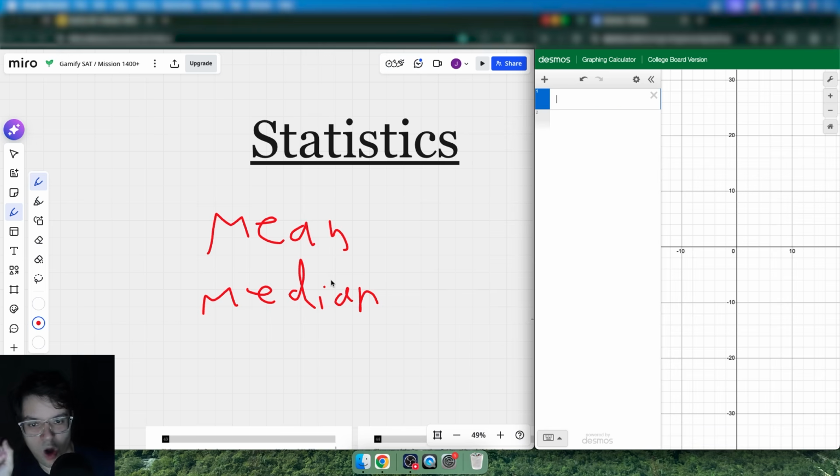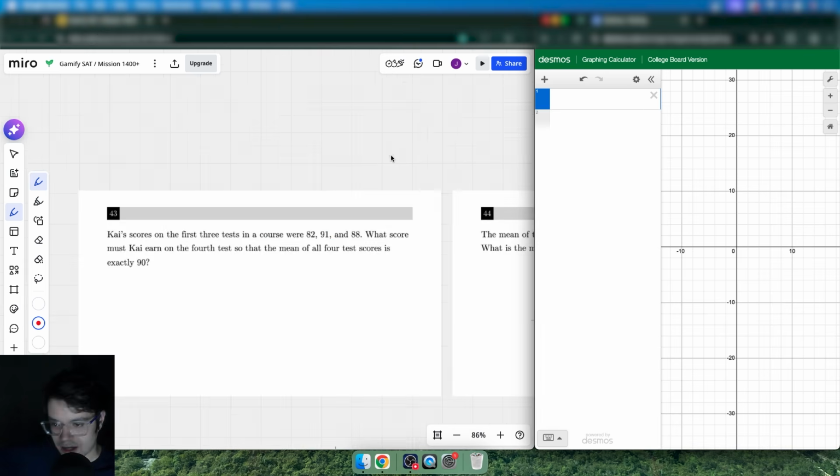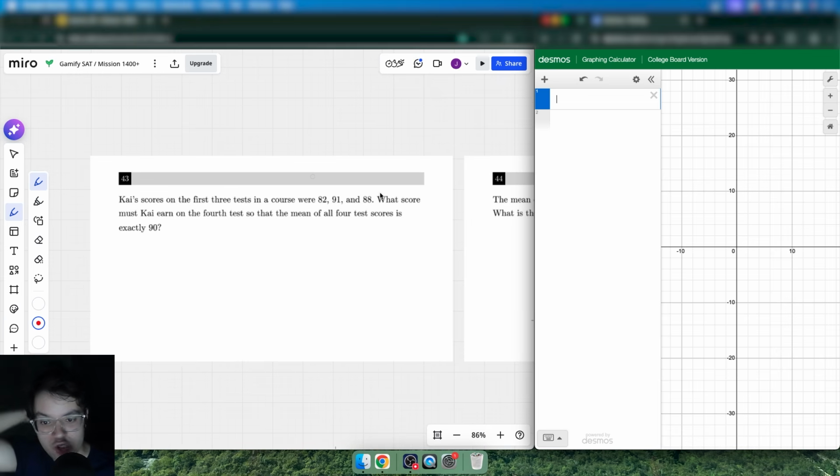If you think about it, one way you could imagine this is kind of like if you are taking a class at school and you got bad grades in all the previous tests, like if you currently got a 50 and then a 60 and then a 30 on one, and you're trying to see what grade you would have to get on the last test to get, I don't know, a 90 in the class, you could see you'd have to get a 220 on the final exam to get a 90. So a useful thing to use for classes as well, but yeah, you might be cooked if you're in this situation. Kai's scores on the first 3 tests in the course were 82, 91, 88. What score must he earn on the 4th? So it is 90.